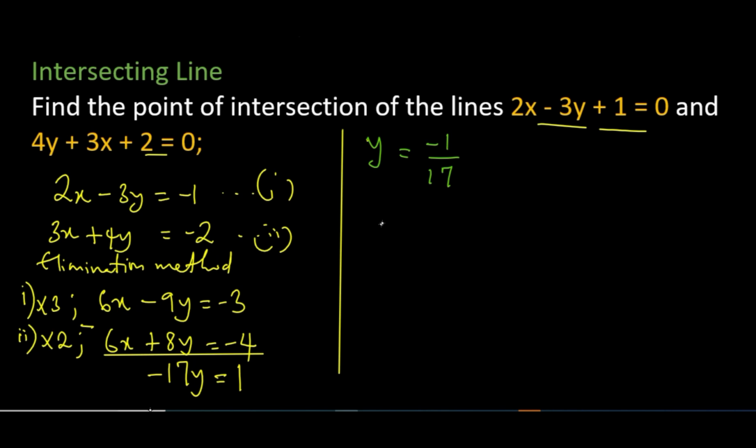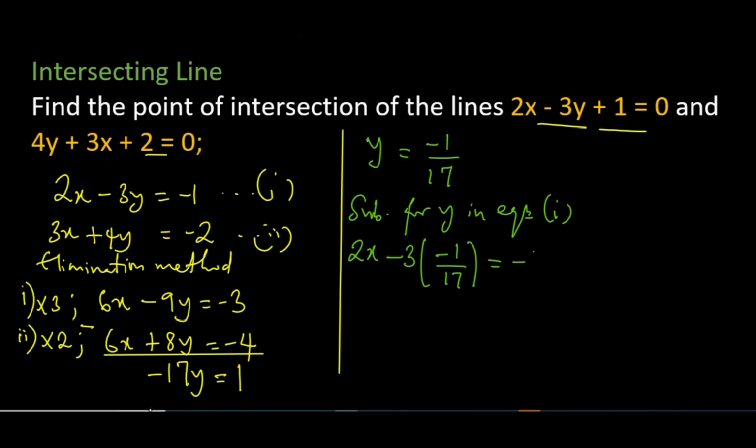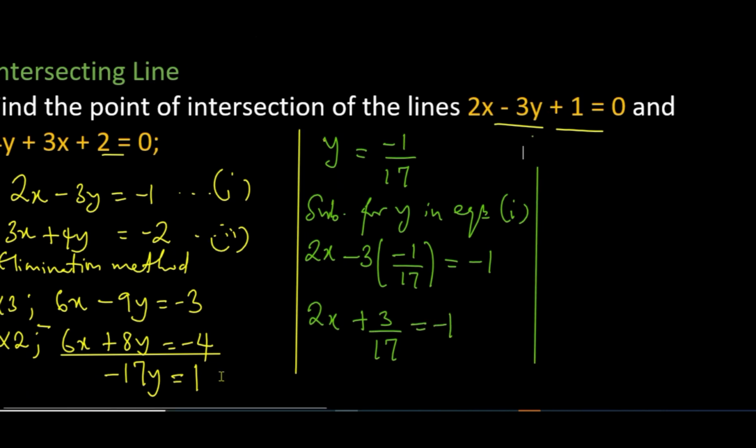We'll substitute this into equation 1, for example. We can substitute in equation 2 as well, we'll get the same thing. 2x minus 3. Anywhere we see y, we are putting minus 1 over 17 there. It's equals to minus 1. So now we have 2x plus 3 over 17 in this case, because minus 3 times minus 1 gives plus 3. It's equals to minus 1.